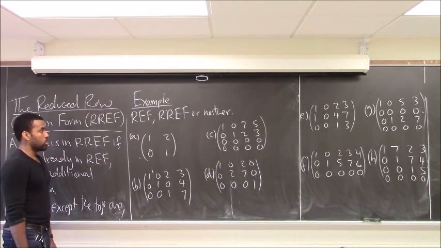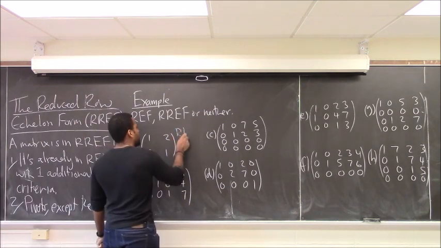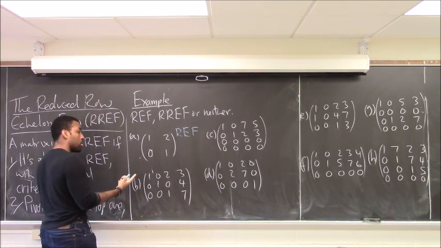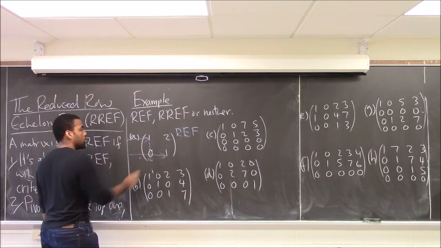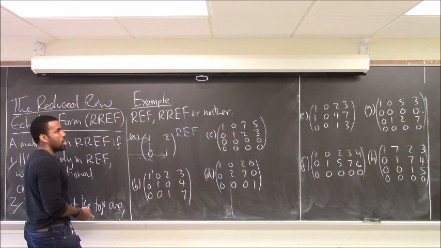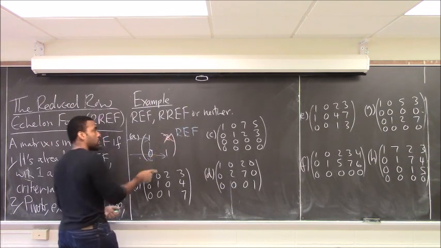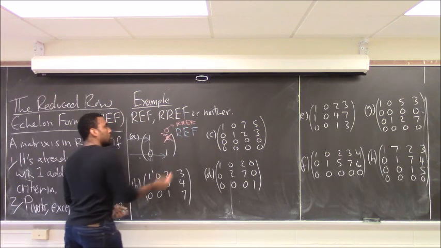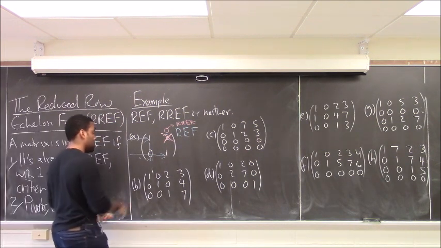Okay, let's run through these. What's the first one? This is REF. Any row of zeros are to the bottom, there are none. First non-zero number in any row is a 1. Ones have zeros below them. That fulfills all the criteria. So that's REF. Why is it not RREF? The 2 is the problem, right? If that was a 0, that would make it RREF. So you should know when you're not in a form and what you kind of have to do to fix it. We're going to be dealing with that next class.